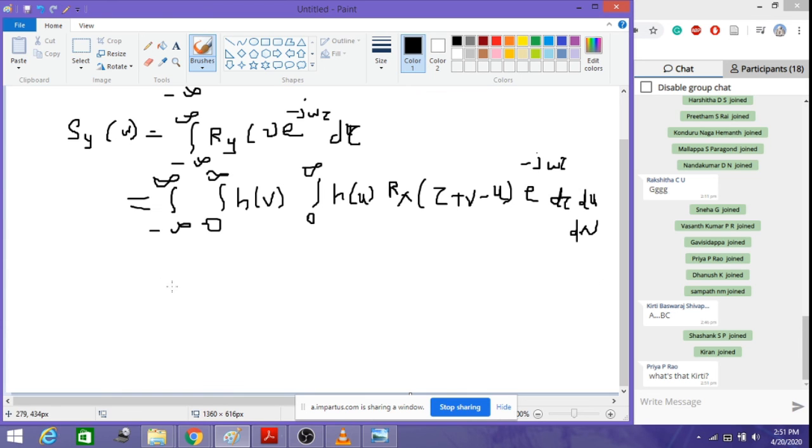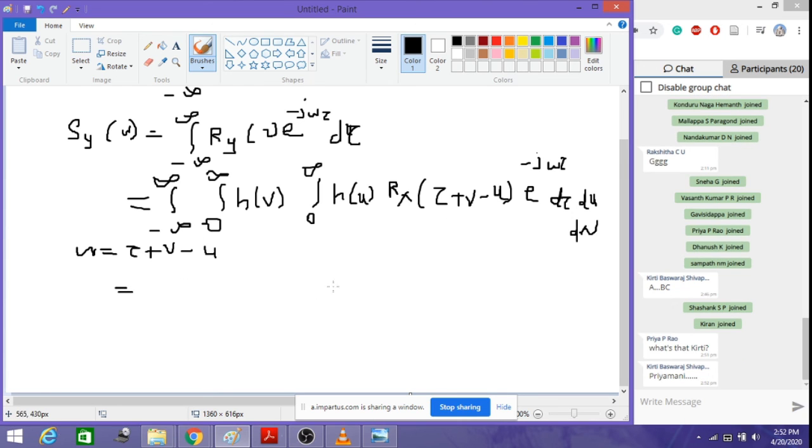Now we'll rearrange this equation. I'll take the integral from minus to plus infinity inside. This will result in h of v into the integral, and we'll bring in one more new term and then rearrange. I'll bring in w, so w is equal to tau plus v minus u. Then we have three exponential terms here.